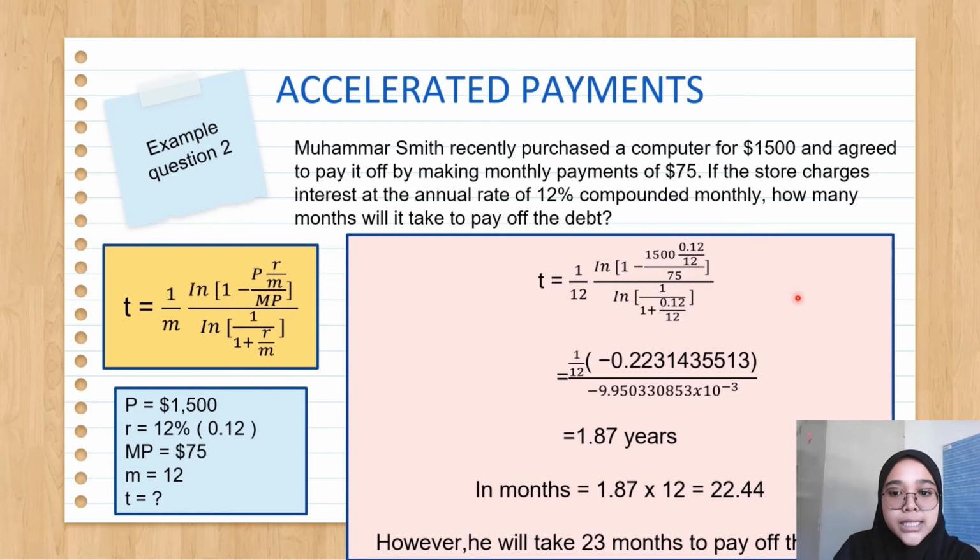But the question, let me see the question. How many months? The question asks for months, so we must convert this to months. 1.87 years multiplied by 12, and we get 22.44 months. However, he will take 23 months to pay off the debt.